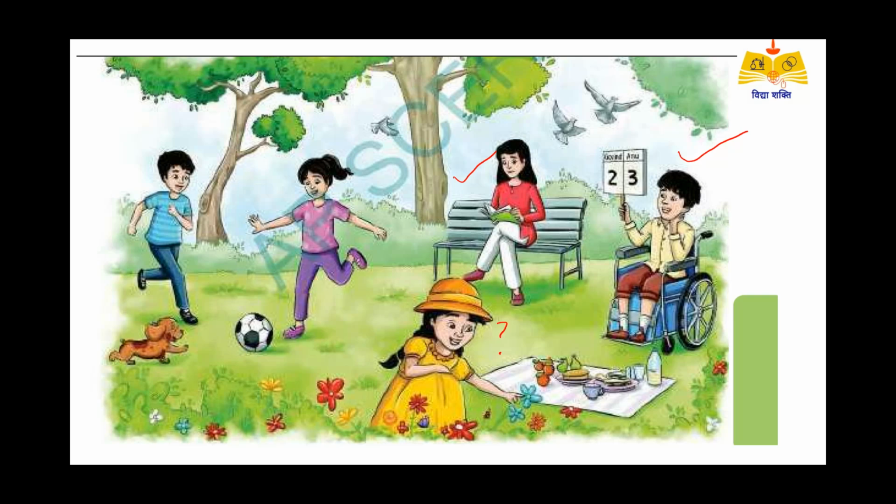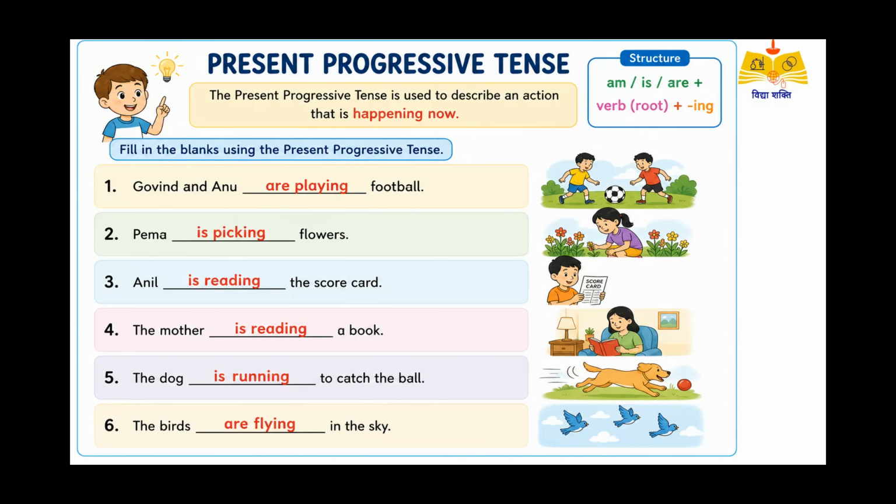Okay. Yeah. And then manaki ikkada fill in the blanks unnai about present progressive tense. Now let's see. Govind and Anu, what are they doing? Let's say these two, boy and a girl. Okay. What are they doing? They are playing football. It is happening at that moment.